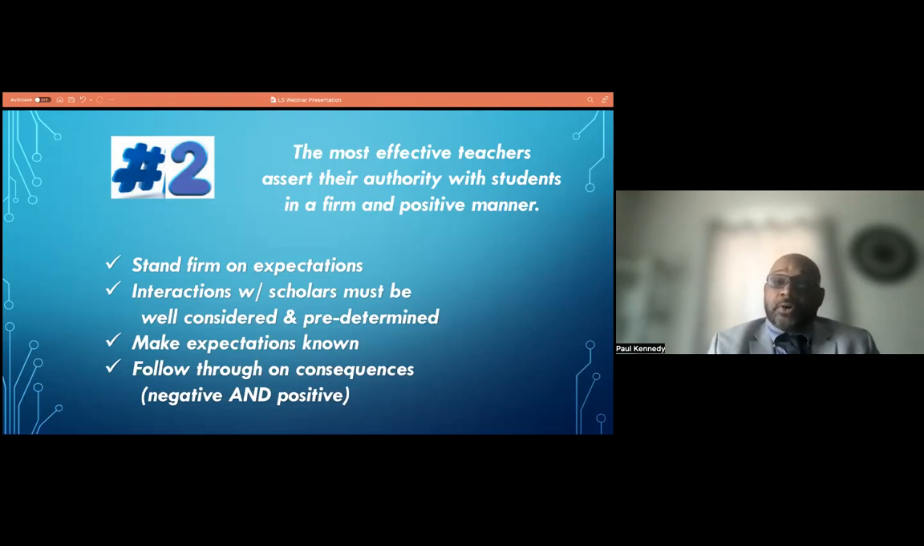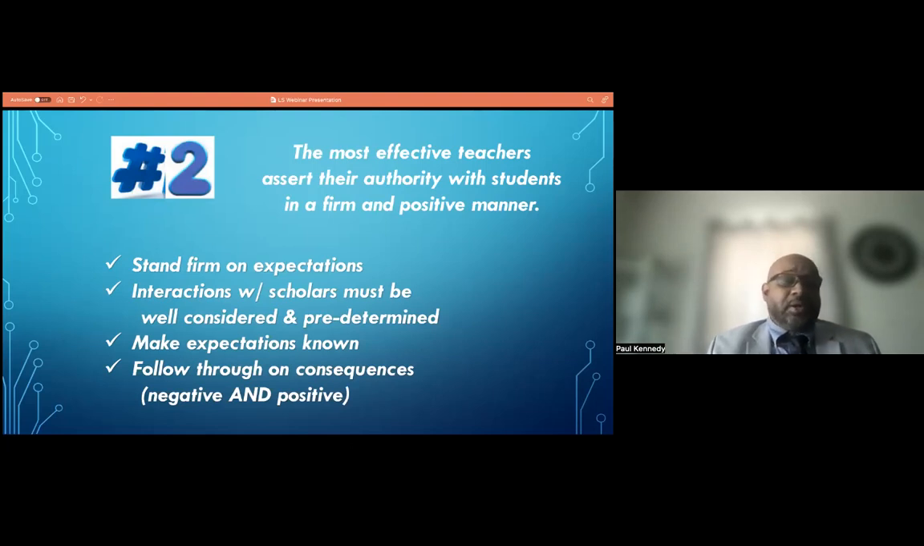Number two, we want our teachers to know the most effective teachers assert their authority with students in a firm and positive manner. Nobody really likes people that yell at children, that call them out of their name and everything like that. You always want to affirm children. You always want to affirm their behavior, but you have to stand firm in those expectations. Your interactions with your scholars always have to be well considered and predetermined.